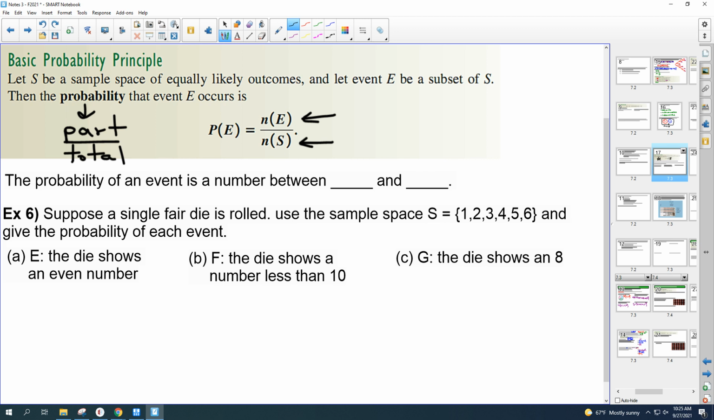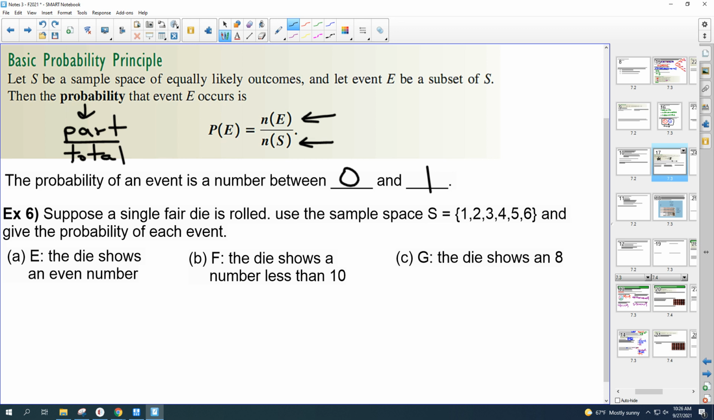When we talk about probability, it'll get complicated in the next chapter or two, but you can always boil it down to this. Probability is part over total. The end. Whatever else happens, go back to part over total. The probability of an event is always a number between 0 and 1. It might be a fraction like 1/2, or a decimal like 0.75, but it has to be between 0 and 1.